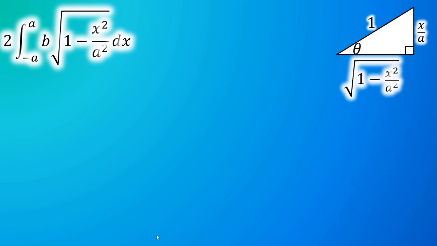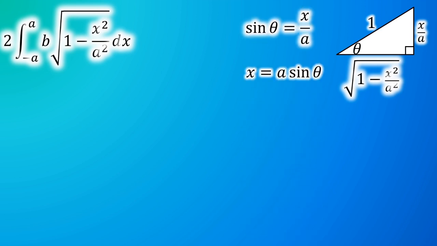So how do we integrate this? Well, I'm going to be using trigonometric substitution. Here's a right triangle and here's theta. Let this side be equal to x over a, and let the hypotenuse be equal to 1. So this side will be equal to the square root of 1 minus x squared over a squared. Now sine of theta for this triangle is x over a over 1, and so sine of theta is equal to x over a.